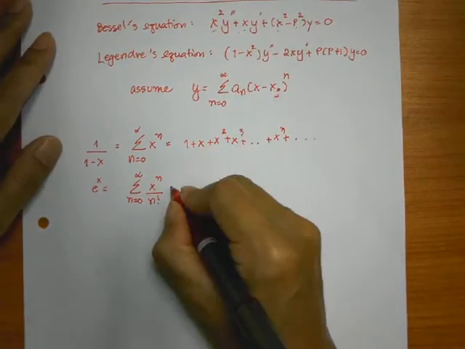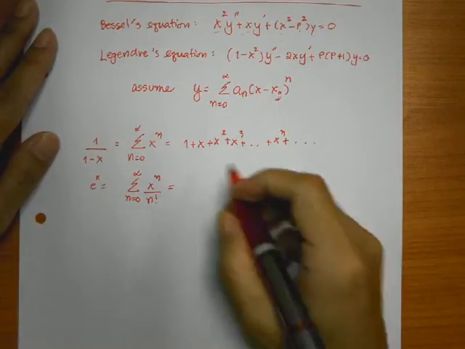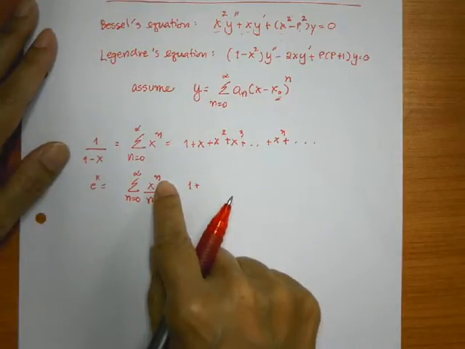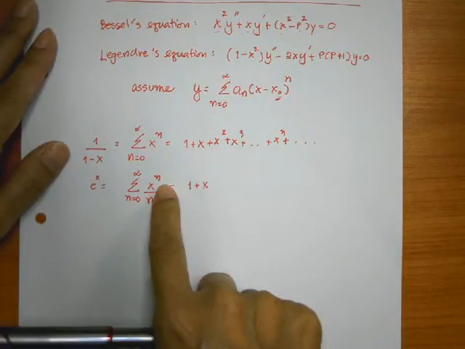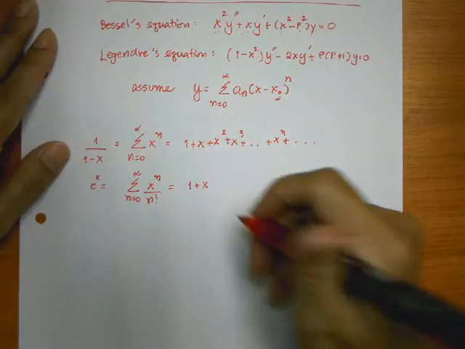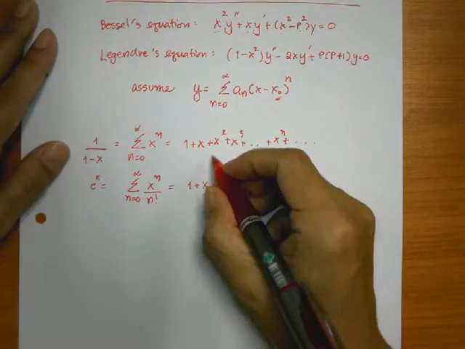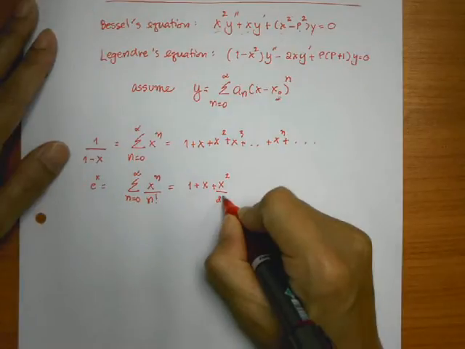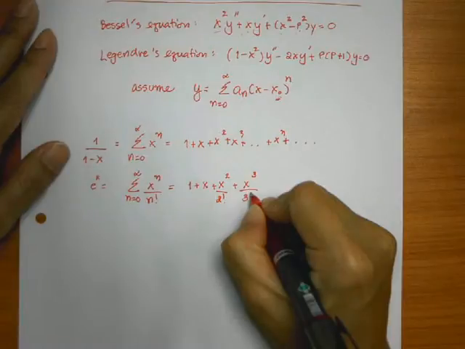Or if you write it down in power series form, you would get 1 plus, you put n equal to 0 there, you get x to the power 0, which is equal to 1, plus x to the power 1 divided by 1 factorial, which is equal to 1, plus put n equal to 2, you get x to the power 2 divided by 2 factorial. Then x to the power 3 divided by 3 factorial, and so on.